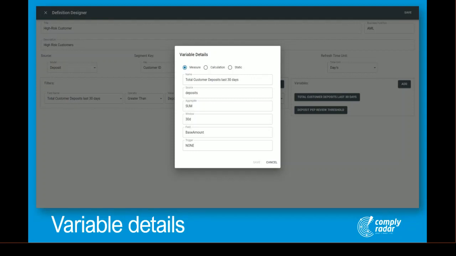Exactly. You can define as many of these variables as you wish. But then once you define the variables, you can use them in the rules. So if I define, for example, the average weekly deposit, then I can have a rule which says if the average weekly deposit is greater than something. So this is how you define these calculated variables.